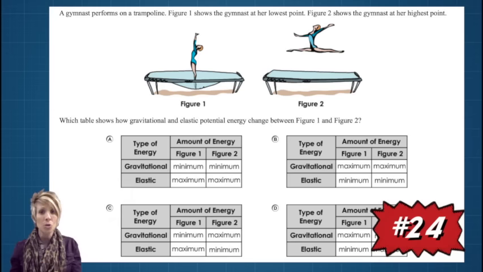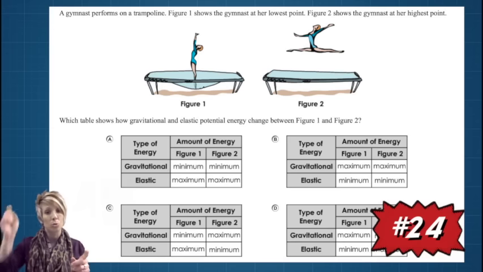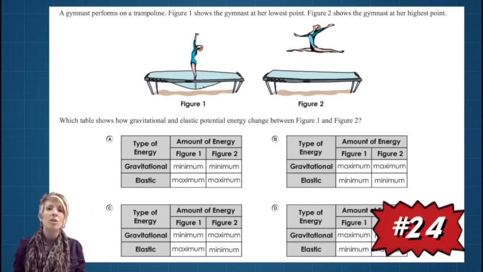Then in figure 2, she's not stretching the trampoline anymore. The trampoline is no longer extended out, but she's really high in the sky. So she's at the highest point of her jump. So what would her gravitational potential energy be like then? And what would her elastic potential energy be like? Take a minute to pick your answer.